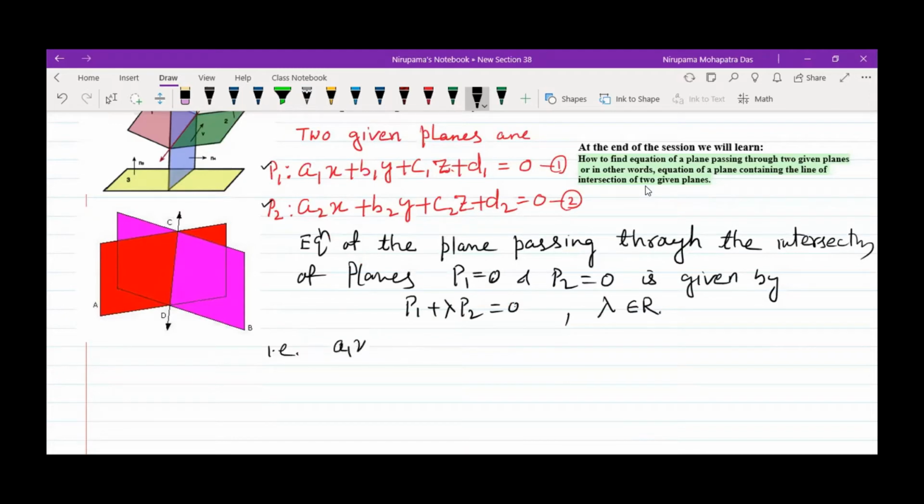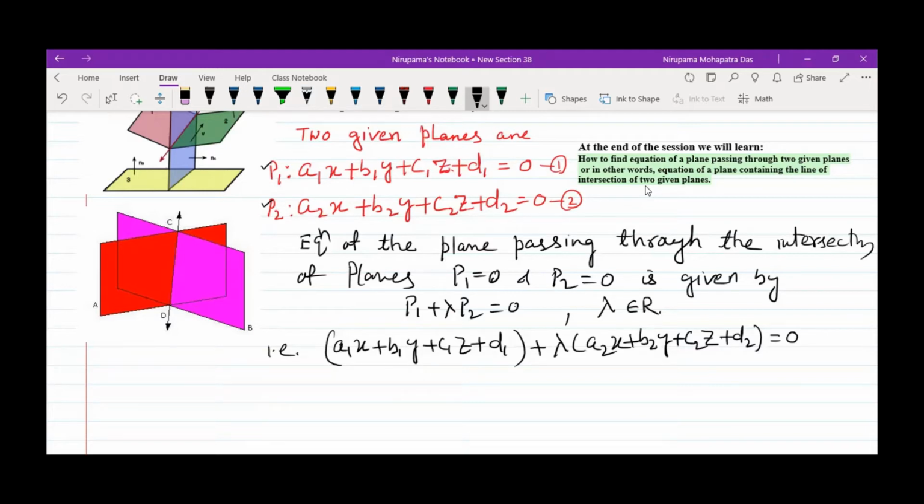I mean it is a1x plus b1y plus c1z plus d1 plus lambda times (a2x plus b2y plus c2z plus d2) equal to 0. Now how to know this equation represents a plane.